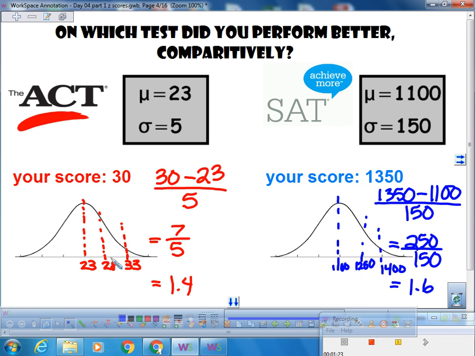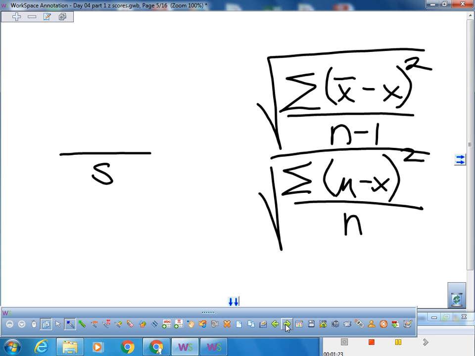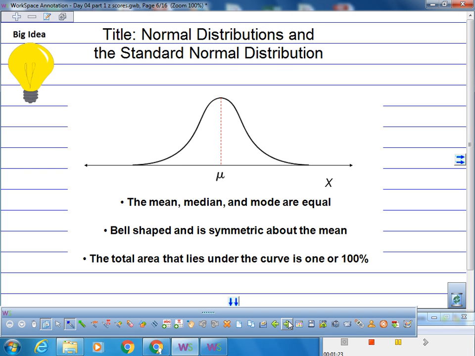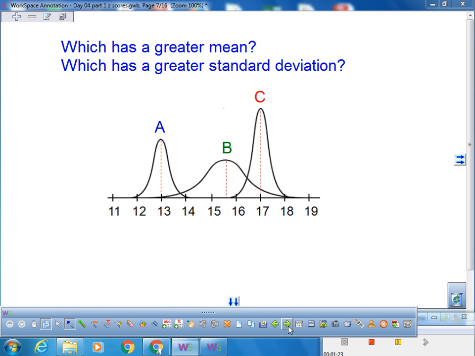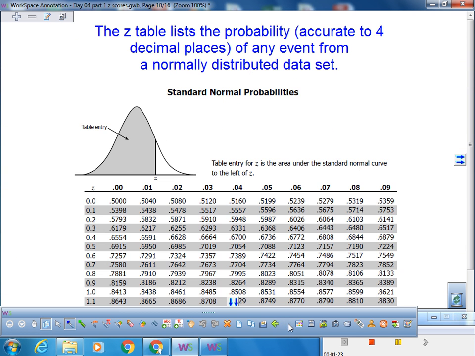You're going to see in a second because we use a special table for this. Okay. Alrighty. So, this is called a z-table. Okay. So, the z-table lists the probability accurate to 4 decimal places.